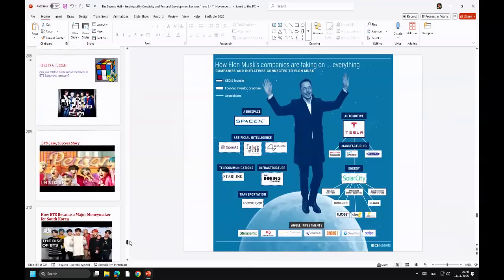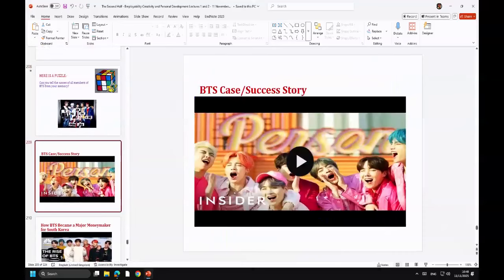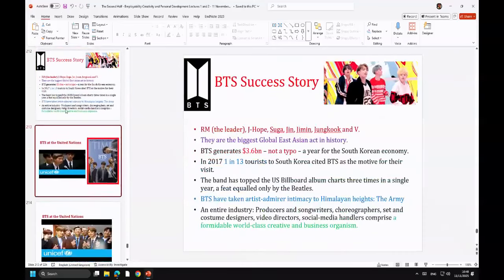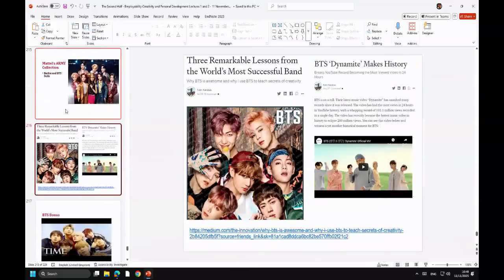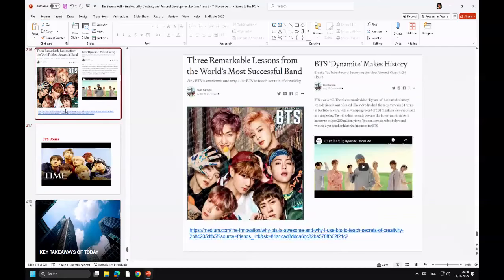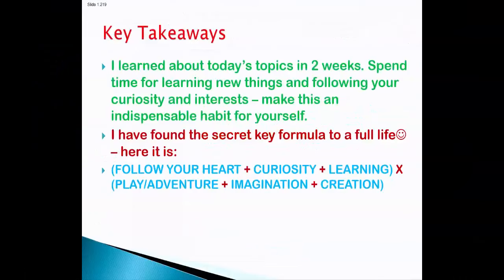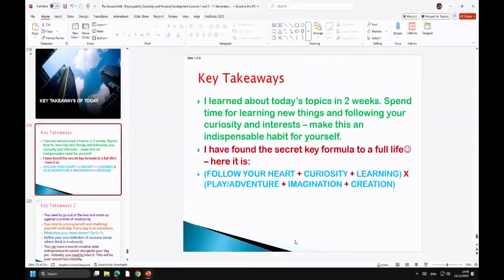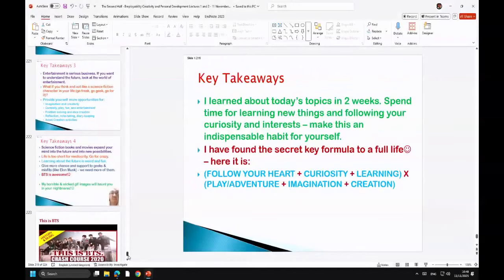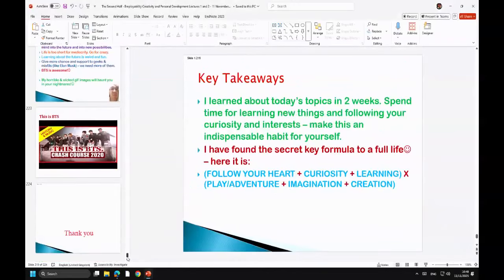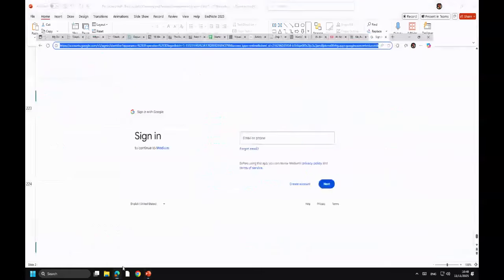So there are more slides about BTS, their success story, and the article I've written about them. You can read it. But the secret is here, following your curiosities and learning, adventure and imagination. That's the secret, okay? Being much more curious.